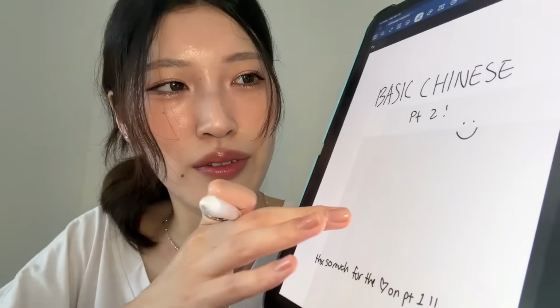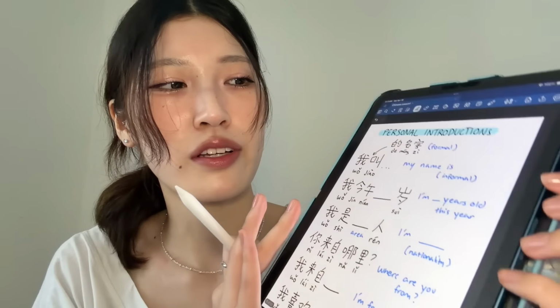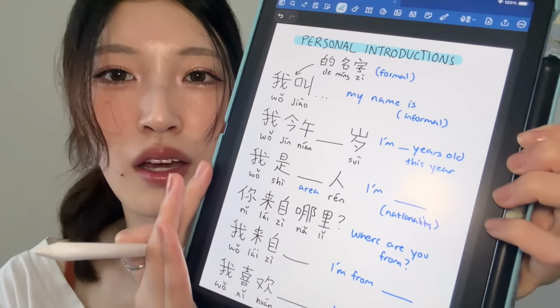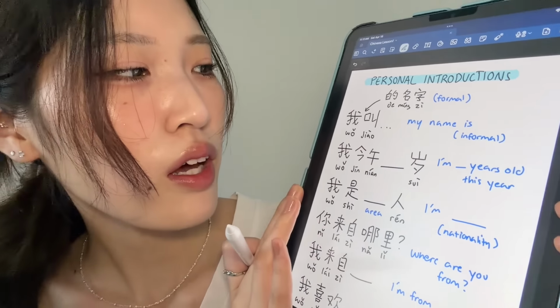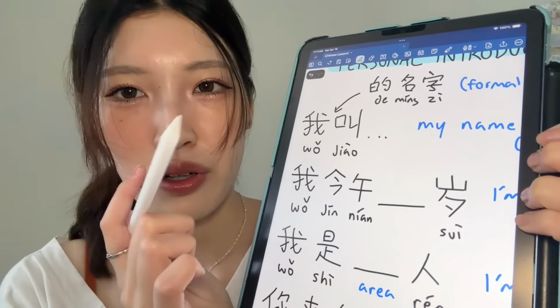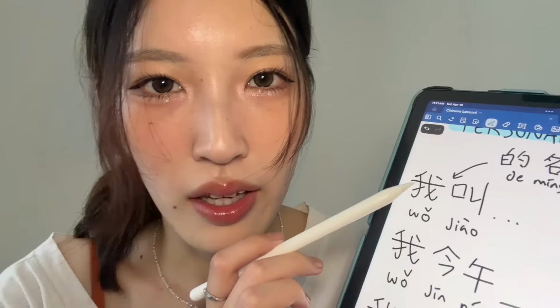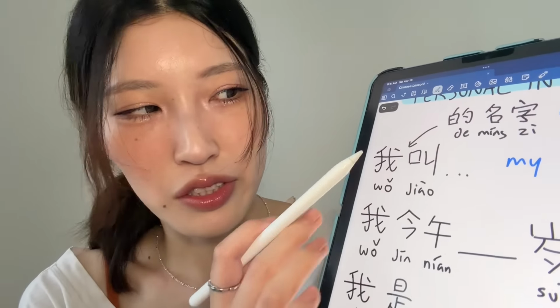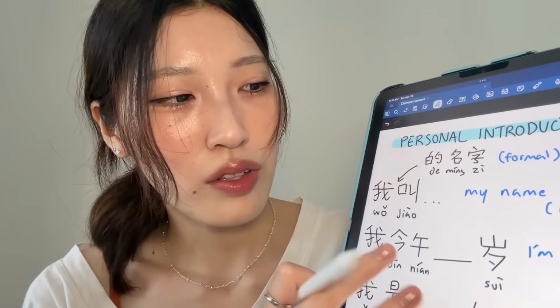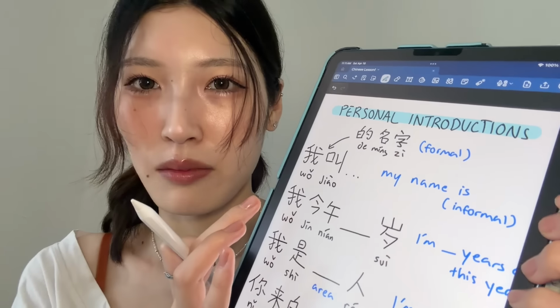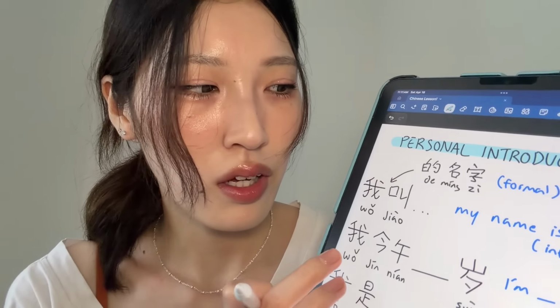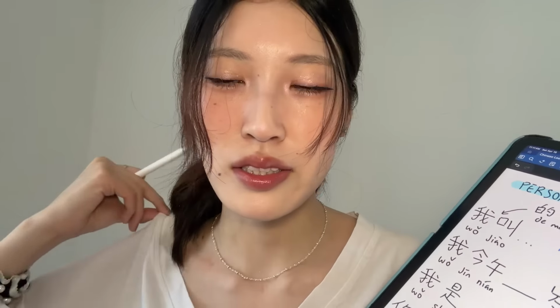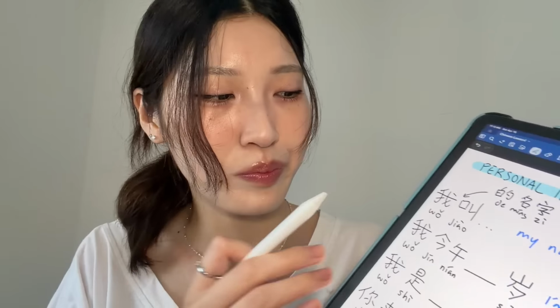But let's start off here. I want us to learn some personal introductions. So, as you know, 我 refers to me, I, that kind of thing, refers to yourself. So if you want to say my name is and introduce yourself, there are, I'd say, 2 main ways to say it, an informal and a more formal way. So let's start off with the formal.